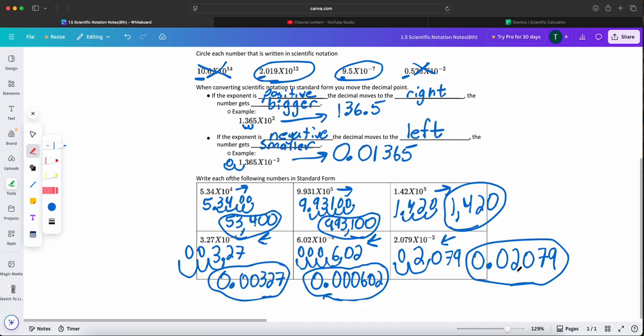So the next part is going to have us talk about technology. So this is mainly going to be if you use a handheld calculator, but if you use Desmos, I'll briefly talk about how to type it into Desmos.